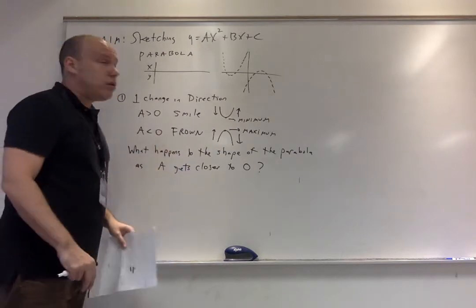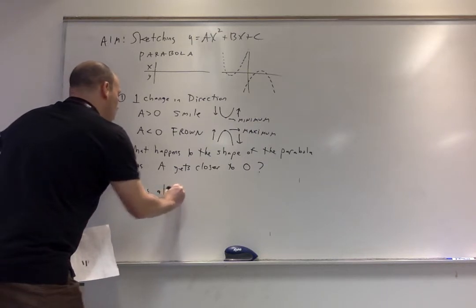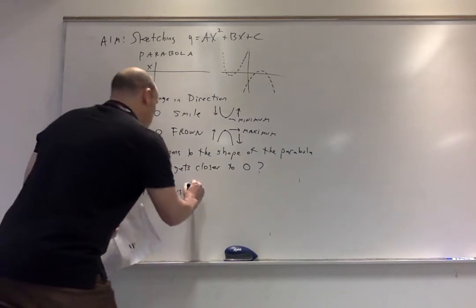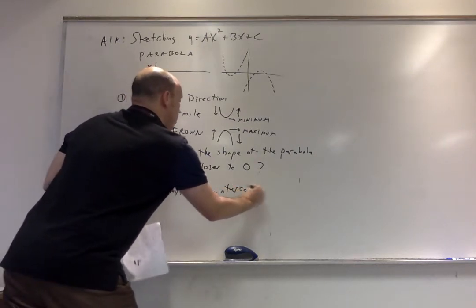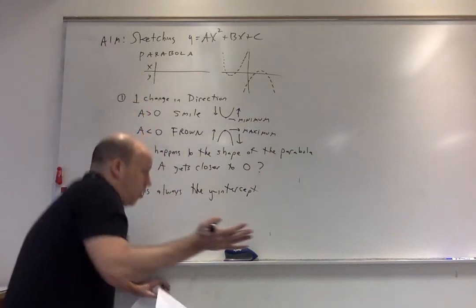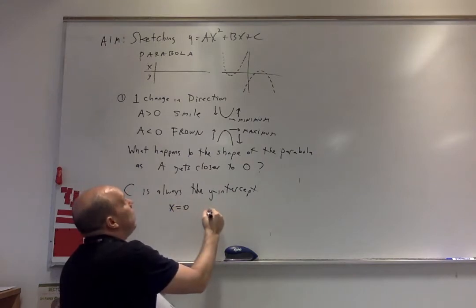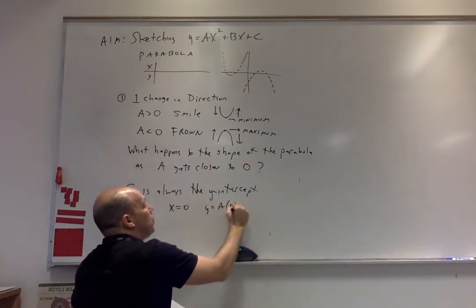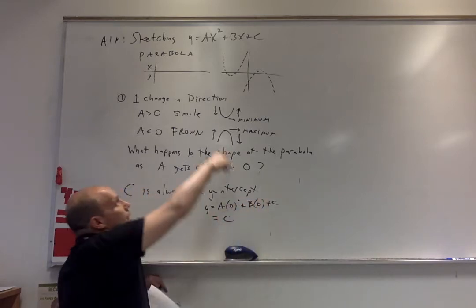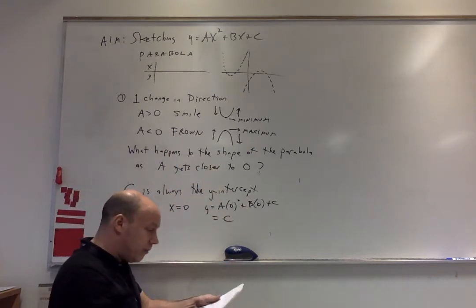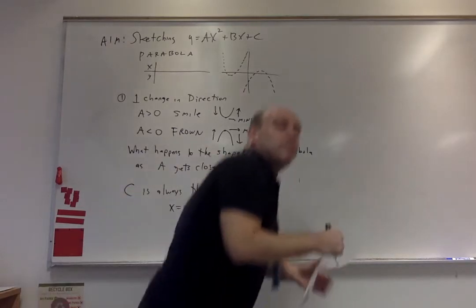So what else? Well, you notice that c is always the y-intercept, and you could test it out with x equals 0. So we know the coordinate of the y-intercept. We know that x equals 0, and so y equals a times 0 squared plus b times 0 plus c. So y equals c. That's always the y-intercept. Good. Next.